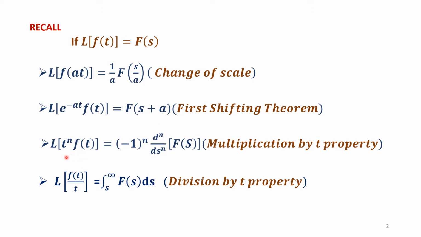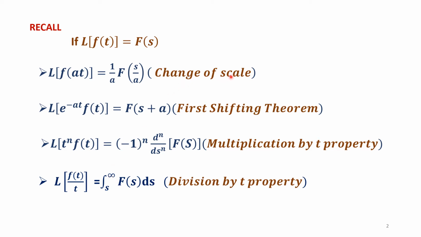Then when f of t is multiplied by t raised to n, we apply multiplication by t property. So here also we calculate the Laplace transform of f of t. Whatever is the answer, that we differentiate n times with minus 1 raised to n outside. Next one is division by t property, that is L of f of t by t. So whatever is the function in the numerator, we calculate the Laplace transform, and the answer has to be integrated between the limits s and infinity.